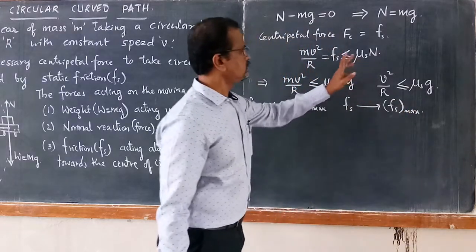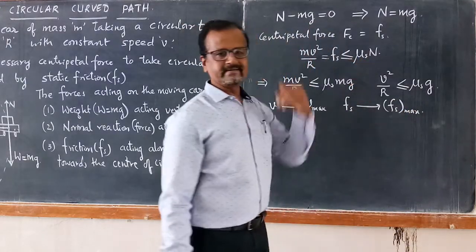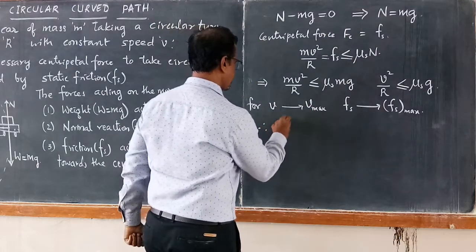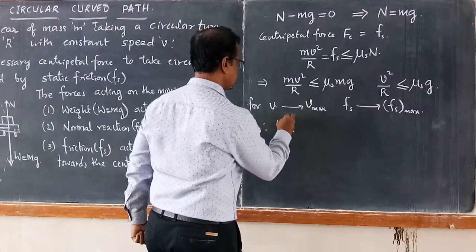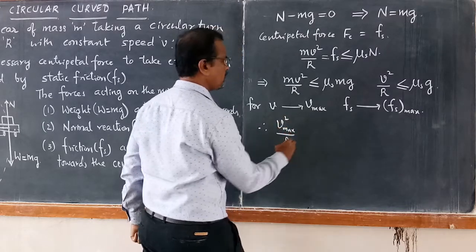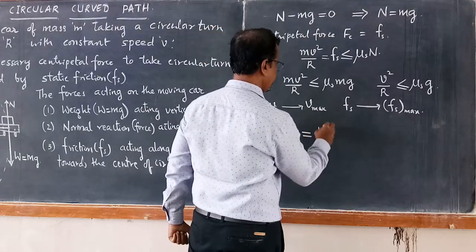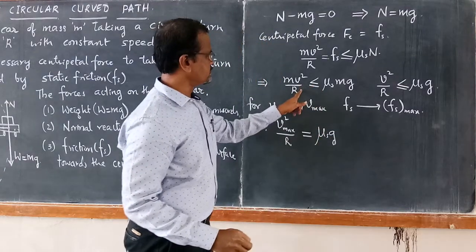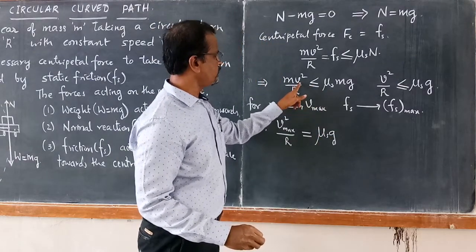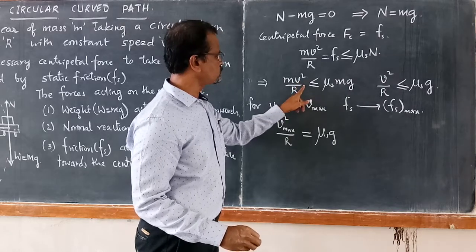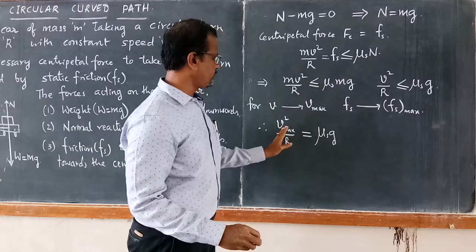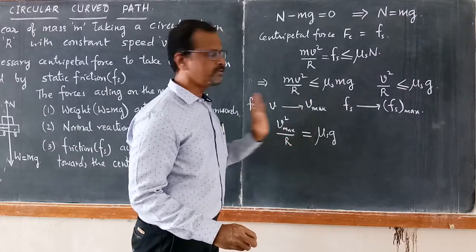Fs max is equal to mu s n. Therefore, v max square upon r should be equal to mu s g. Equating this, m v max square upon r should be equal to mu s m g. So that m cancels. You are left with v max square upon r is equal to mu s g.